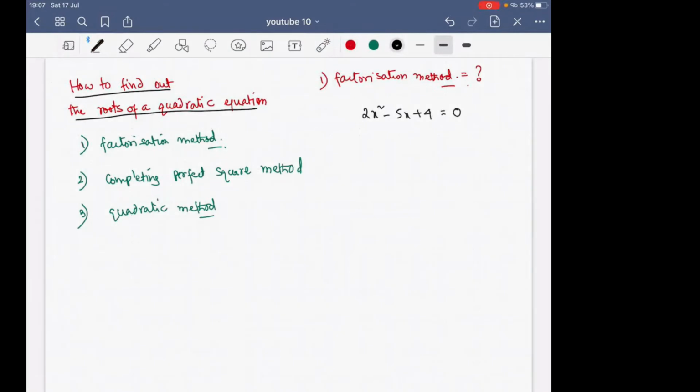So how about this? Here, the middle term. Okay, let me erase this one. This is not very appropriate. Let me give a very simple one. x squared minus 5x plus 4 is equal to 0. We have already learned in grade 9 how to do middle term splitting, right? So where is the middle term? This is the middle term.